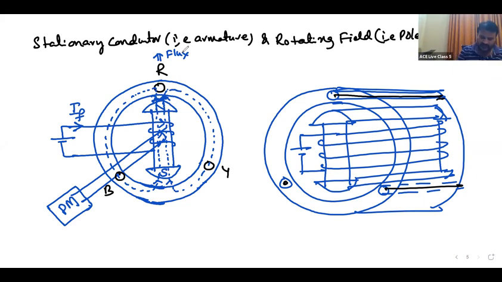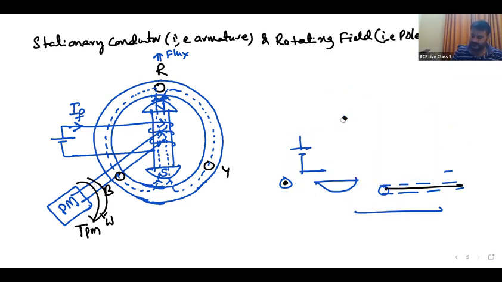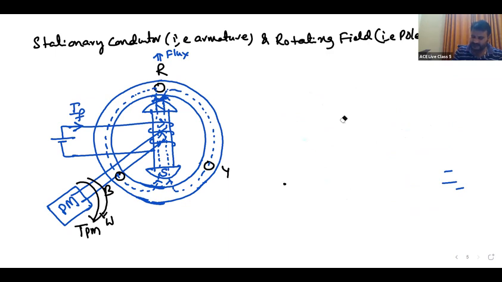Now rotate the rotor in the clockwise direction. I am rotating with the prime mover; the prime mover torque is in the clockwise direction. Now tell me, what is the induced EMF in the R phase? Is it cross or dot?